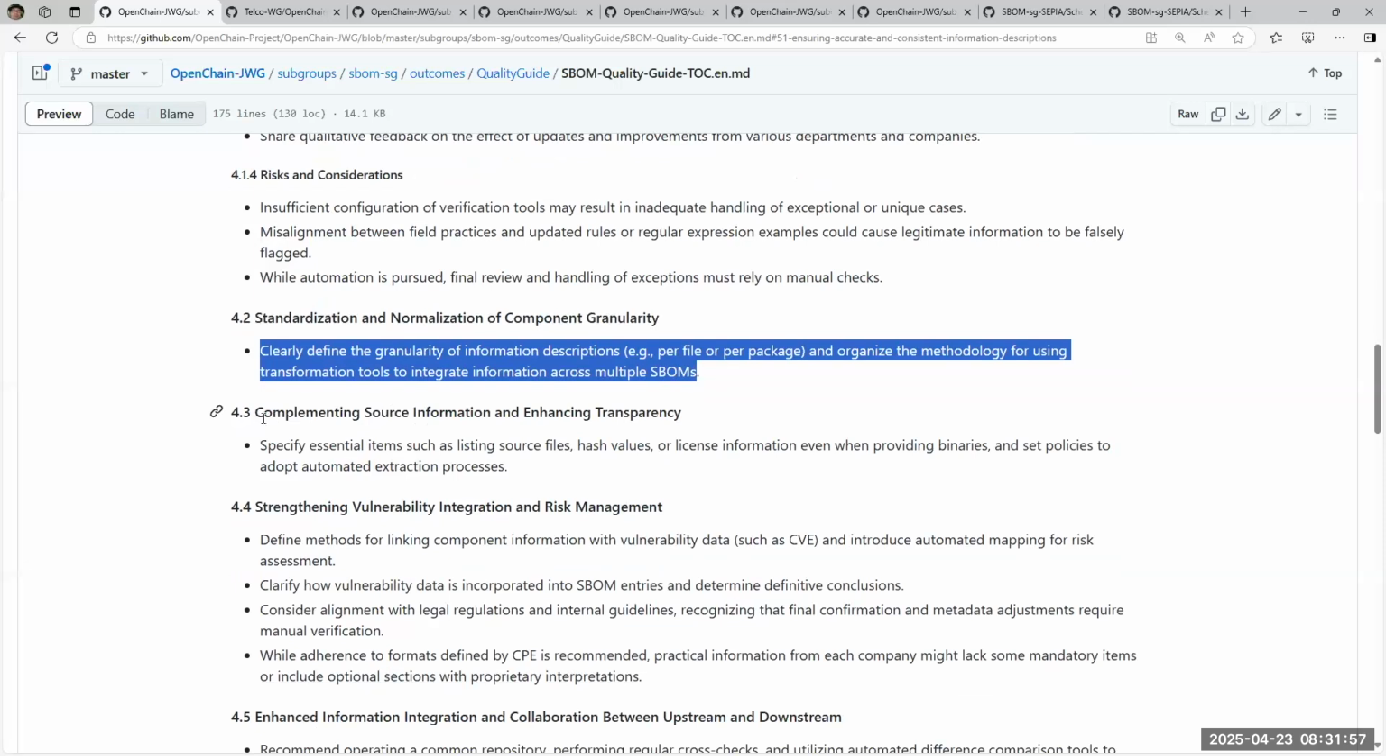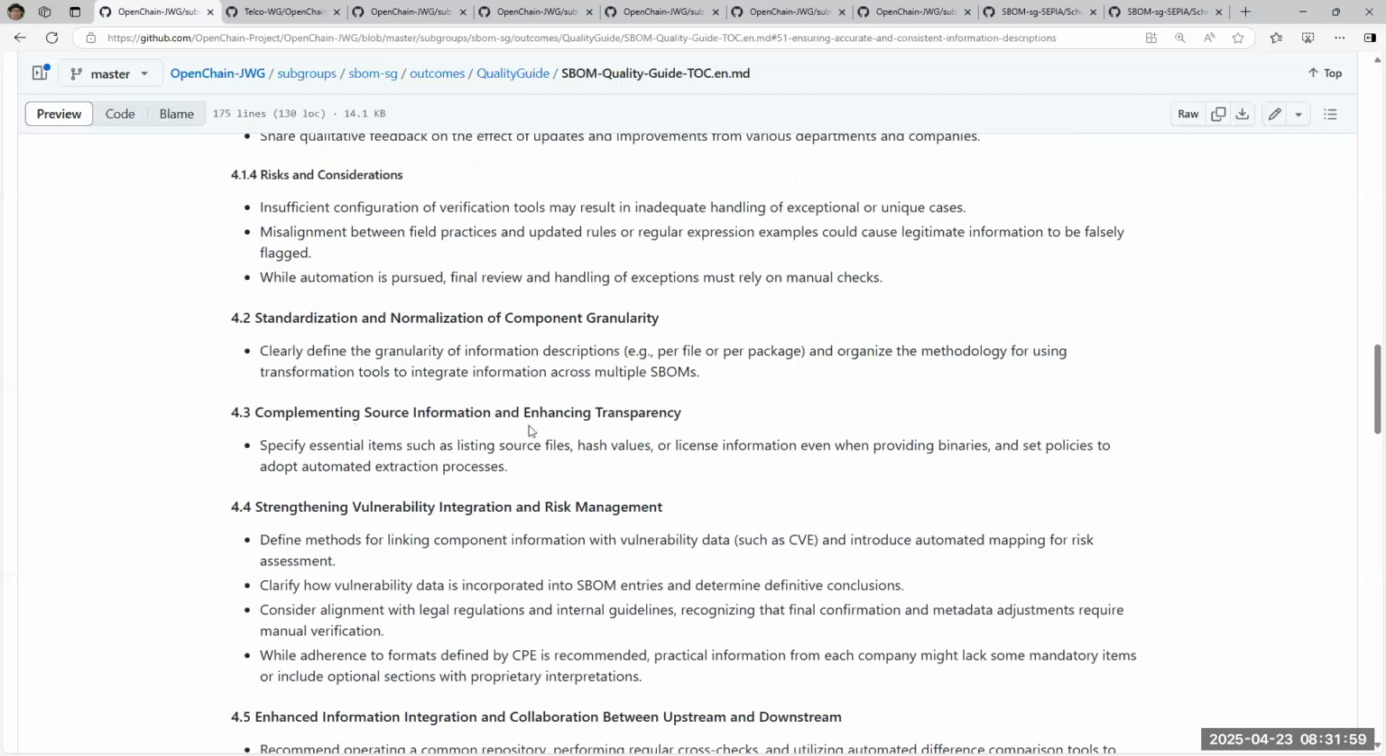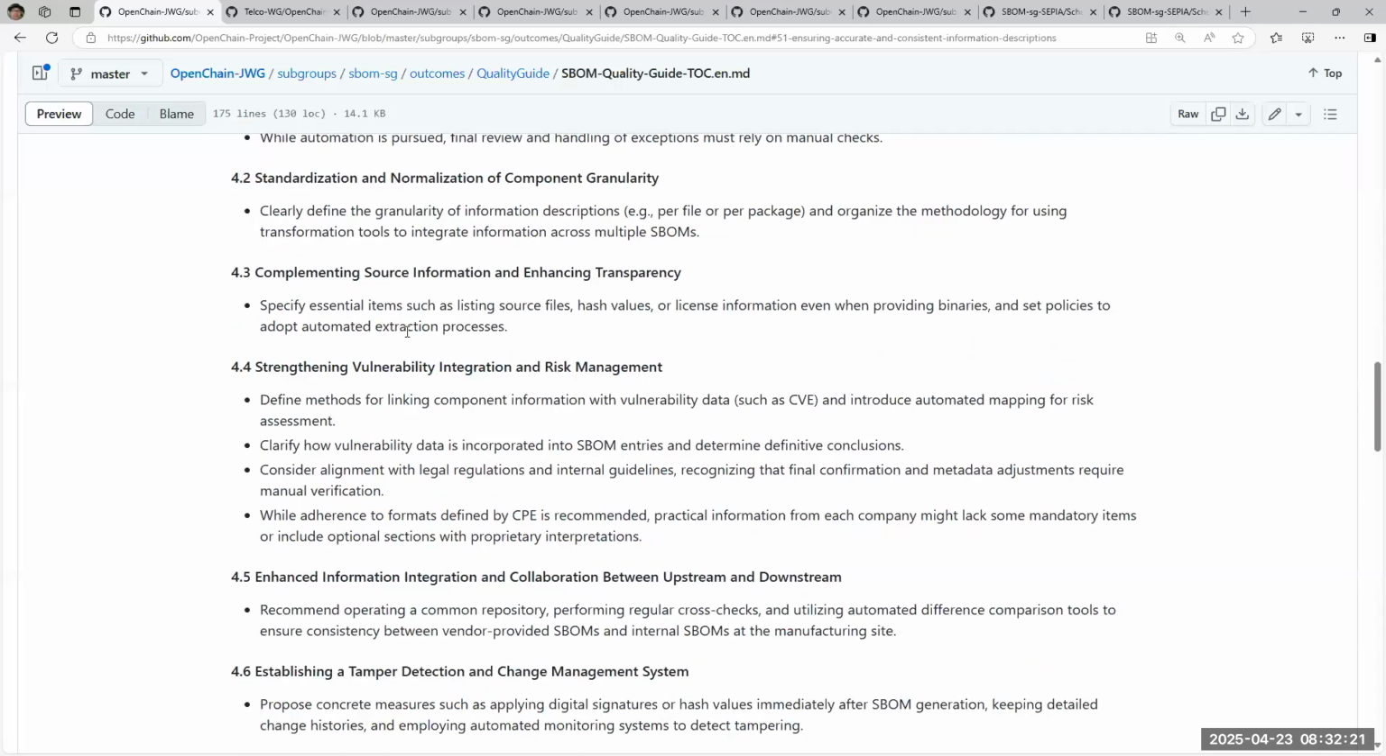And the third one is complementing source information and enhancing transparency. What is this? Specify essential items such as listing source files, hash values, or license information even when providing binaries, and set policies that adopt automated extraction processes. Sorry, I'm not sure about this challenge, so I will check our past discussions.